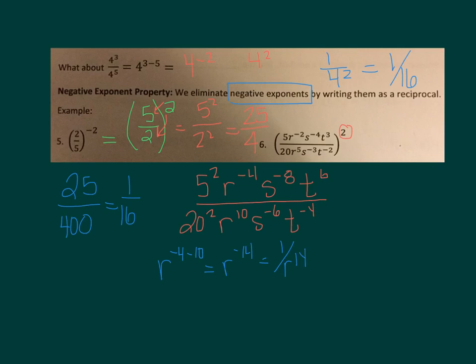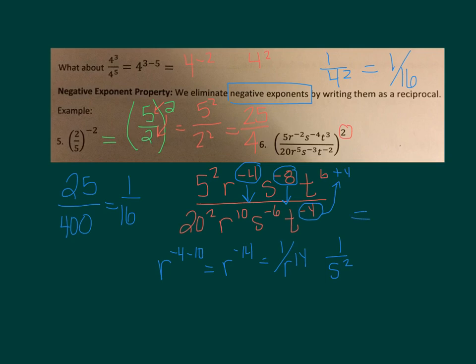Another way to think about that is the only way to make this happy or to get rid of the negative is to move it down. 10 plus 4 is 14. The only way to get rid of this negative or to make it happy is to move it down. So now I have a negative 6 plus 8, which makes that 1 over s squared. This is positive. The t to the 6th power is positive, but I need to make this happy, and the only way to do that is to move it up plus 4.